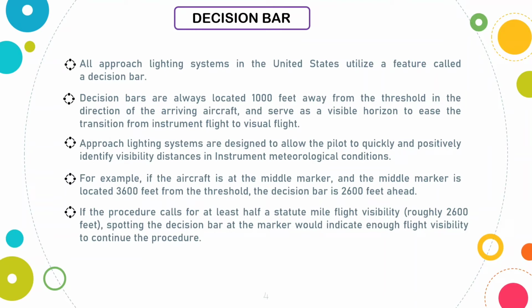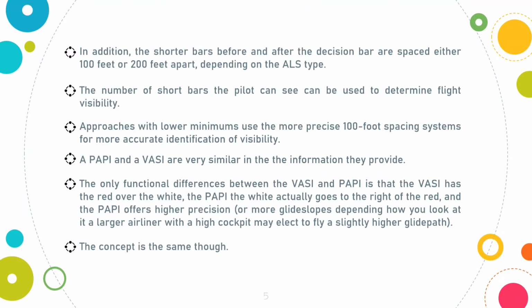If the procedure calls for at least half a statute mile flight visibility, roughly 2600 feet, spotting the decision bar at the marker would indicate enough flight visibility to continue the procedure. In addition, the shorter bars before and after the decision bar are spaced either 100 feet or 200 feet apart, depending on the ALS type. The number of short bars the pilot can see can be used to determine flight visibility. Approaches with lower minimums use the more precise 100-foot spacing system for more accurate identification of visibility.